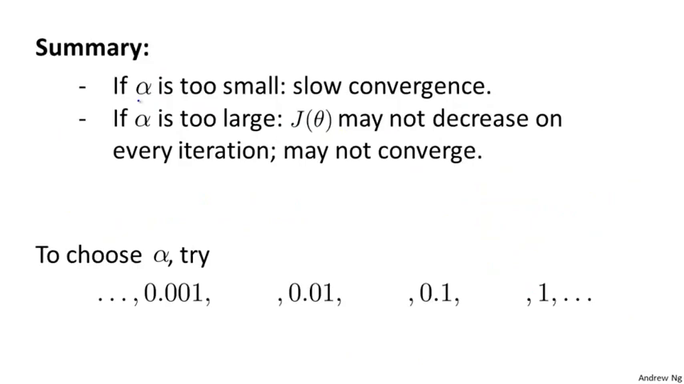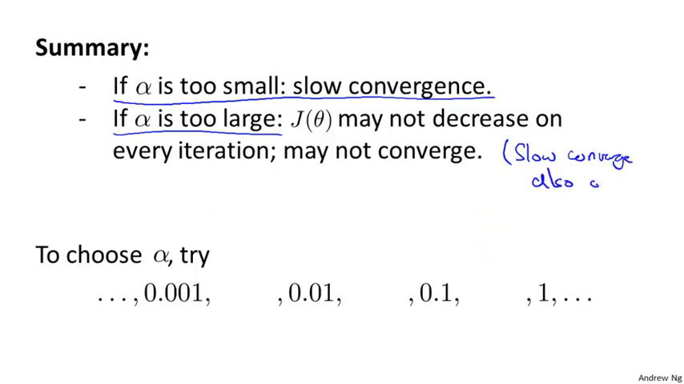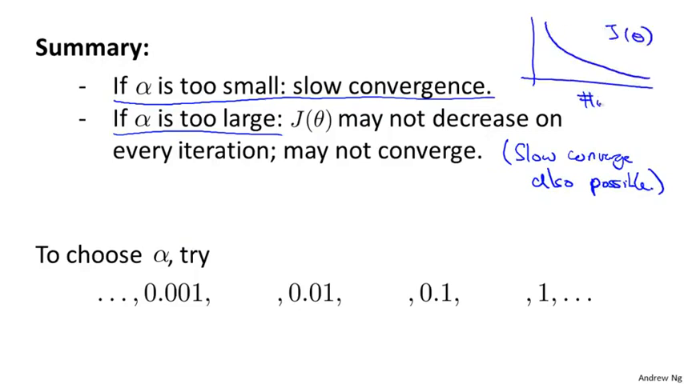To summarize, if the learning rate is too small, you can have a slow convergence problem. And if the learning rate is too large, J of theta may not decrease on every iteration, and it may not even converge. In some cases, if the learning rate is too large, slow convergence is also possible. But the more common problem you see is that J of theta may not decrease on every iteration. And in order to debug all of these things, plotting J of theta as a function of the number of iterations can often help you figure out what's going on.